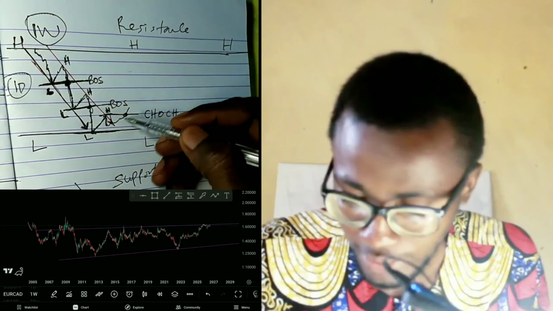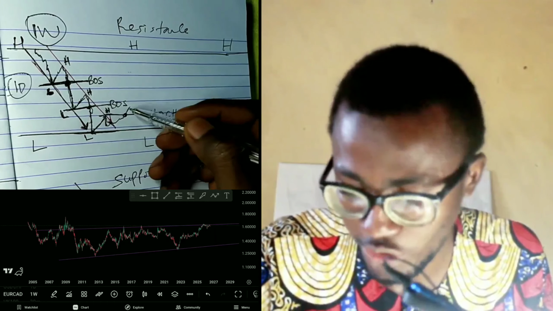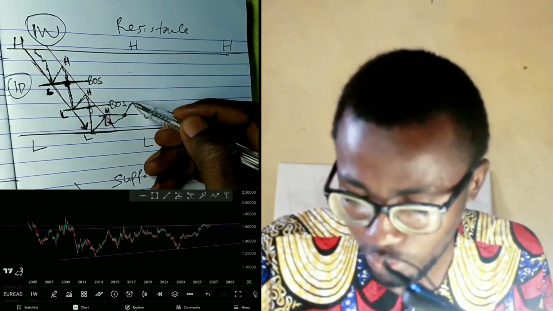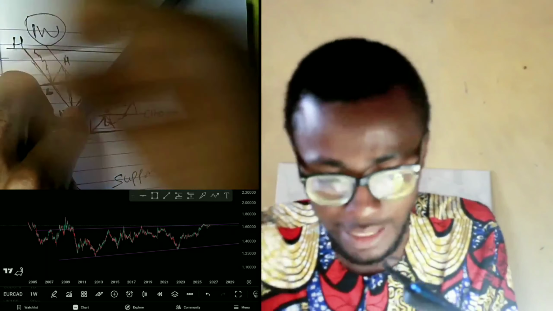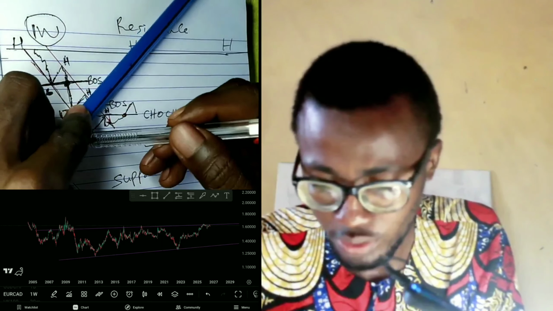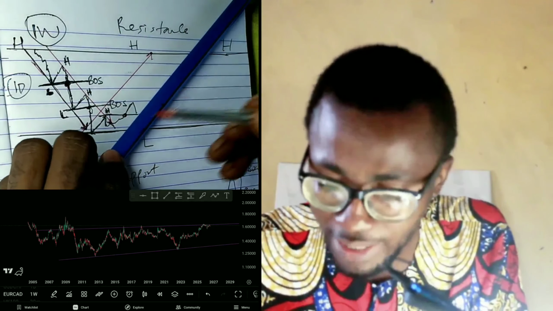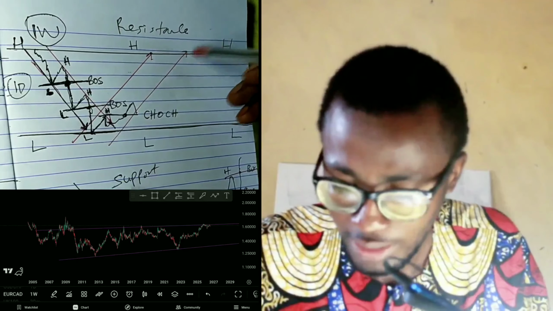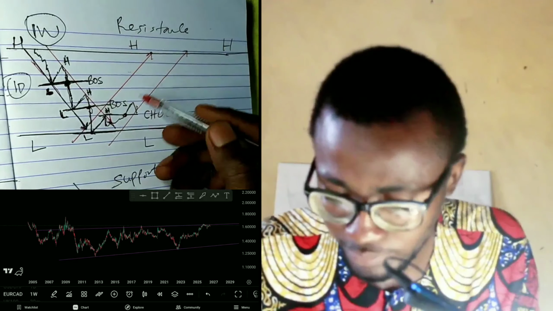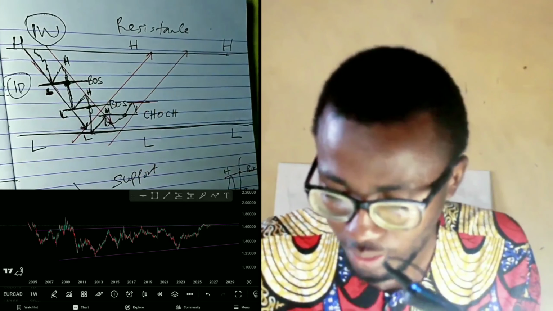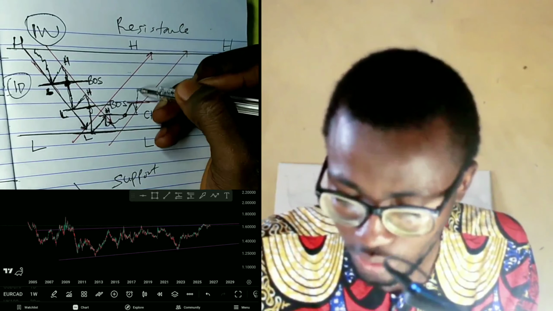So now as it got down here, what then happened? It broke here, which is what? Change of character. It now came up and touched here again. Now it changed from what? A downtrend to an uptrend, towards the high. So the weekly time frame is now facing up. Now it came up again. Look at this level. It broke that level. That's what they call break of structure. It came up.